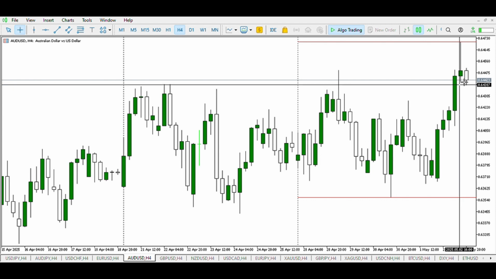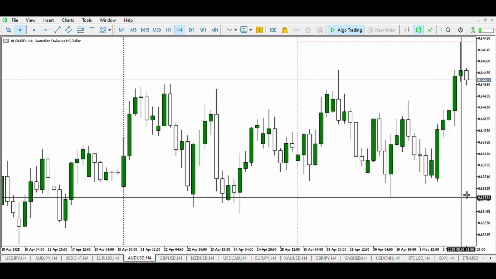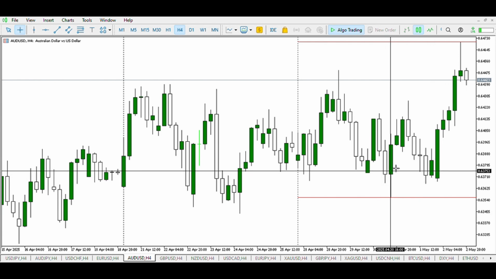However, if the reverse is the case, we can expect price to rally down to retest this fair value gap or break this low or do whatever it wants.